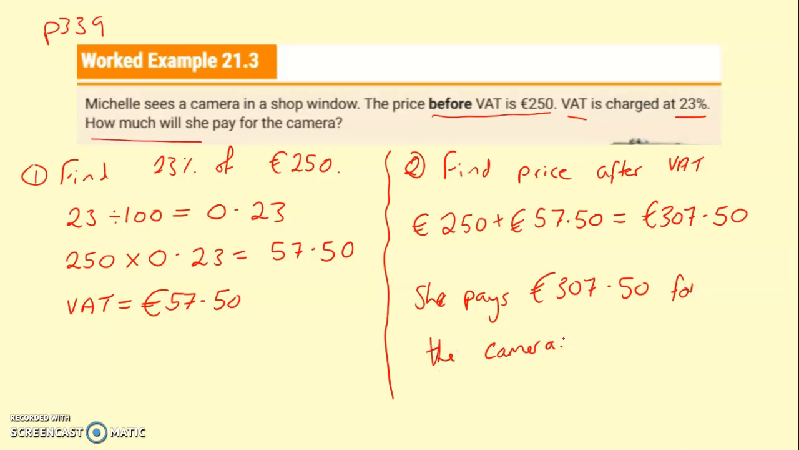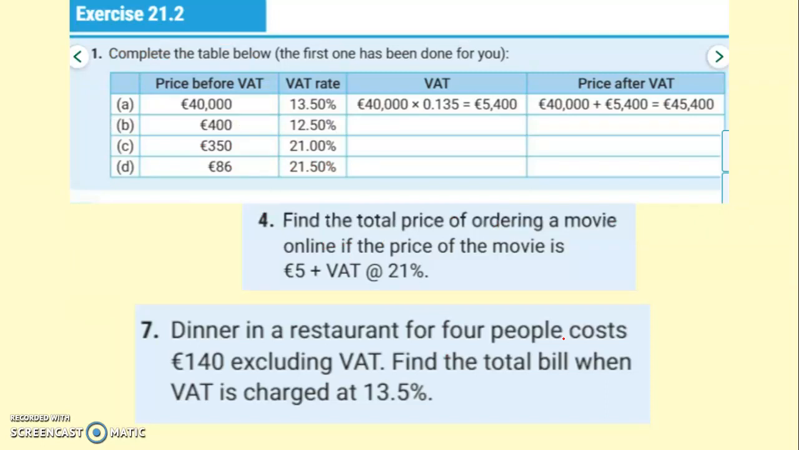So I want you to take that example down into your copybook. You can pause the recording now and take this example down as you see it into your copybook. Once you've got that taken down, what I want you doing then is some practice questions. These are on page 340 and 341 of your textbook. So question 1, question 4 and question 7, and you're doing all of these the exact same way that I've just done in the example. The price before VAT is given, the VAT rate is given, you have to work out the VAT amount and the price after VAT.